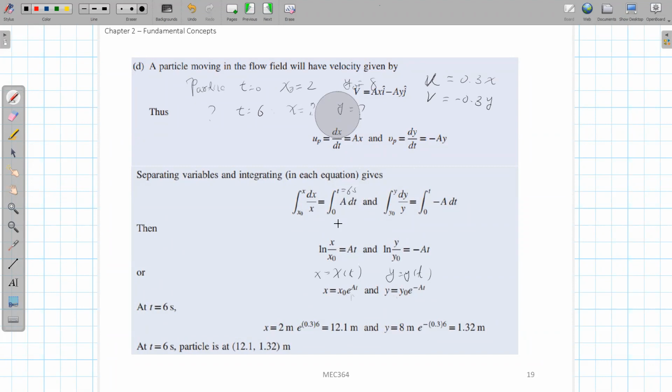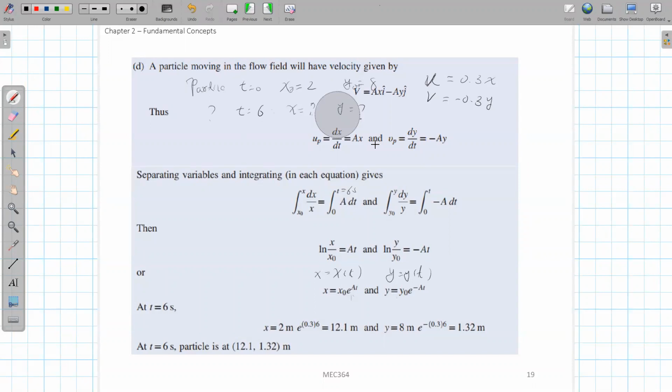So the procedure here uses the concept of a path line. A path line is where we track a single particle's location. Since we know the velocity of this particle as a function of its local coordinates, this problem becomes a pure kinematic problem. You should be familiar with this from your dynamics class. So we calculated what x and y are at t equal to 6. This is the velocity at the initial point.